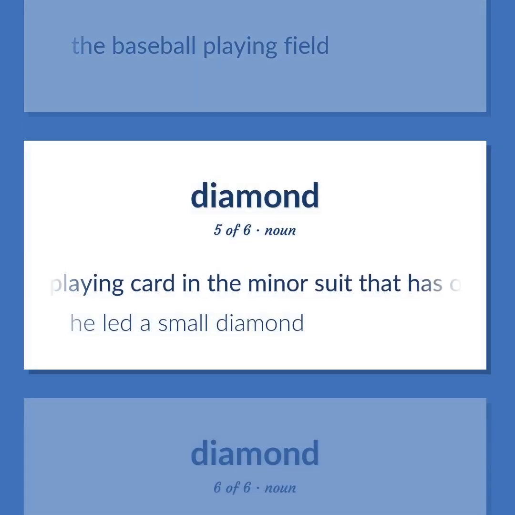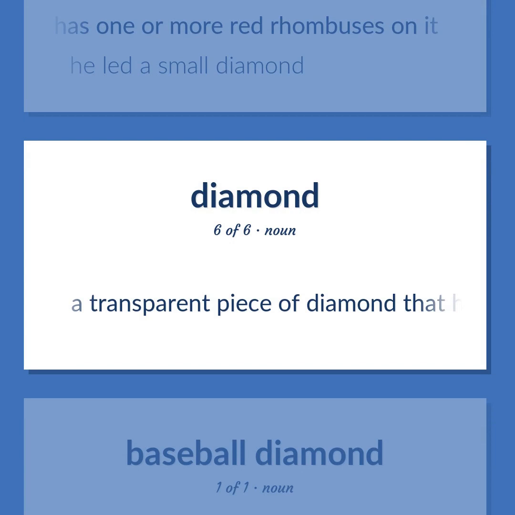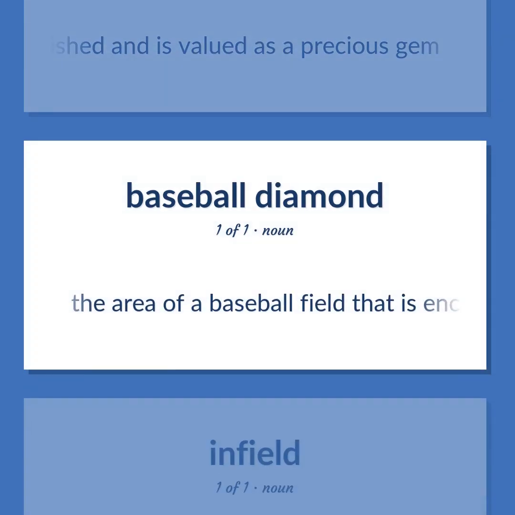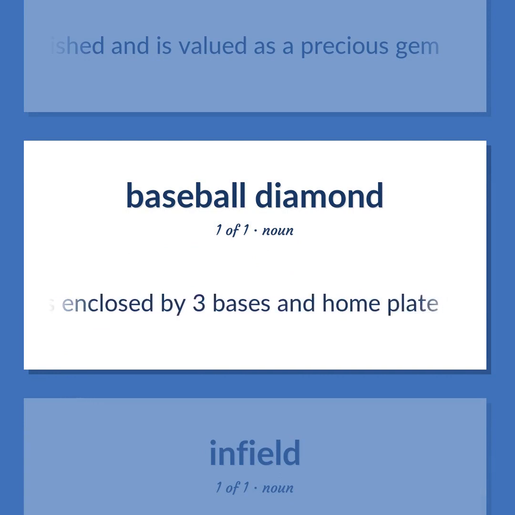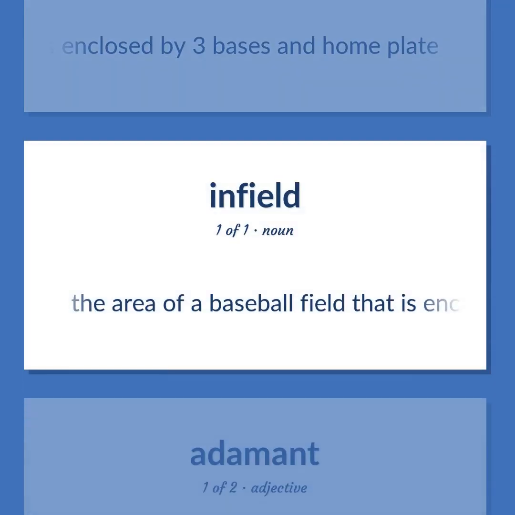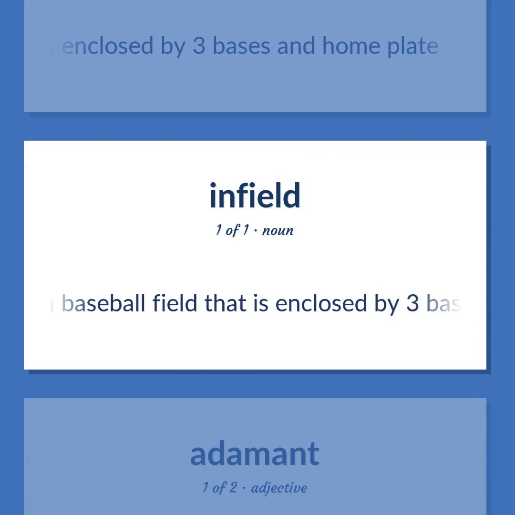A playing card in the minor suit that has one or more red rhombuses on it. He led a small diamond. A transparent piece of diamond that has been cut and polished and is valued as a precious gem. The area of a baseball field that is enclosed by three bases and home plate.